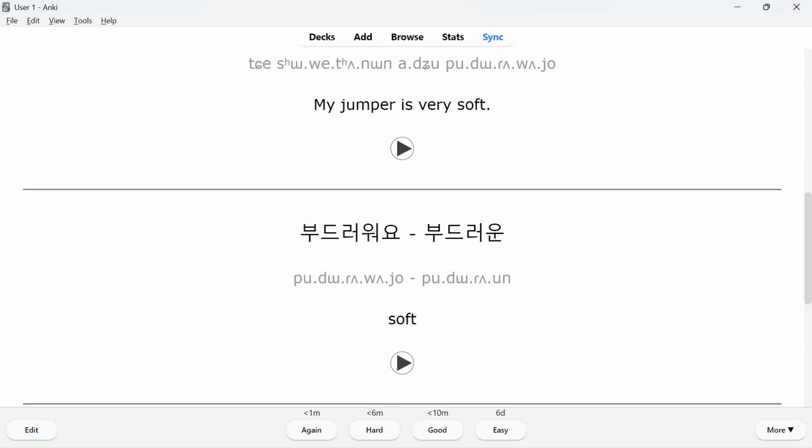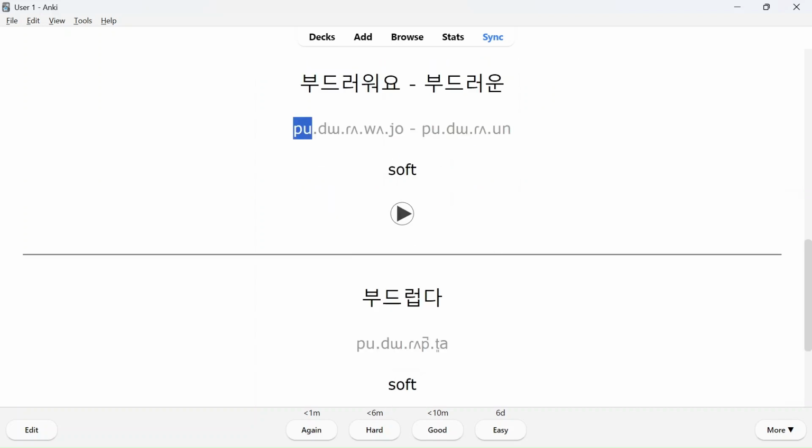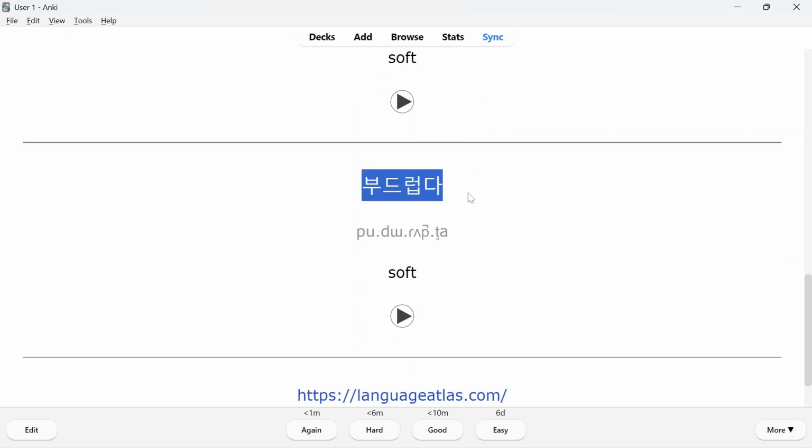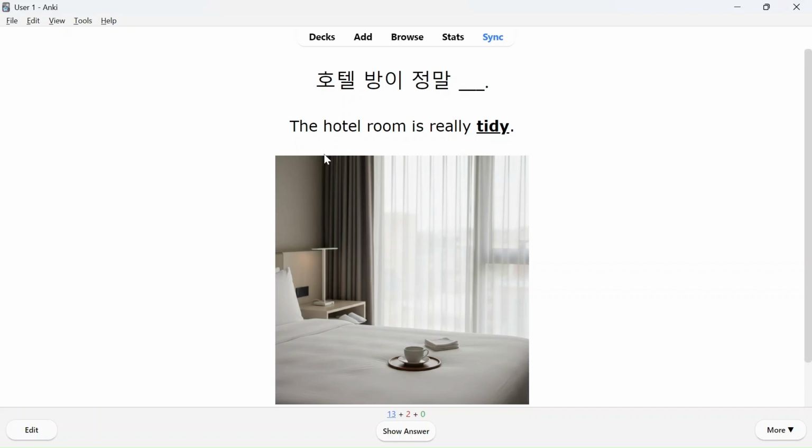So we have over here the polite form, and again we have the form that you would use if the adjective is placed before a noun. And we have the IPA notation, so this helps with pronunciation. We have the English translation, we have the audio. 부드러워요. 부드러운. And we have the dictionary form right over here. Please note the ending with the da ending. 부드럽다. IPA and English.